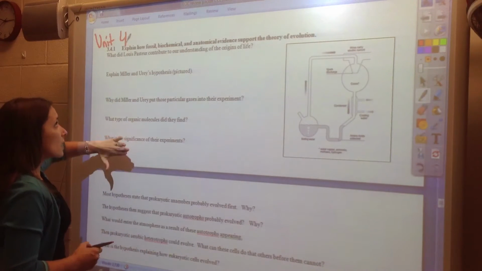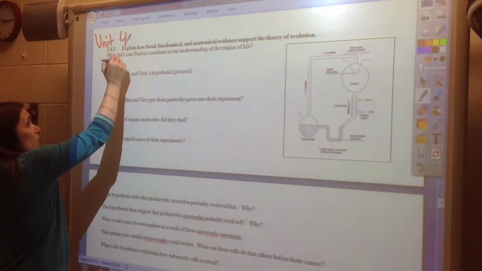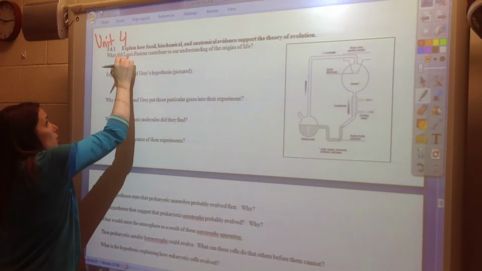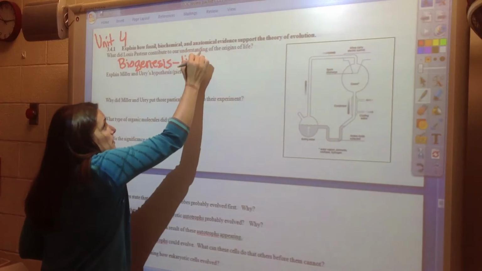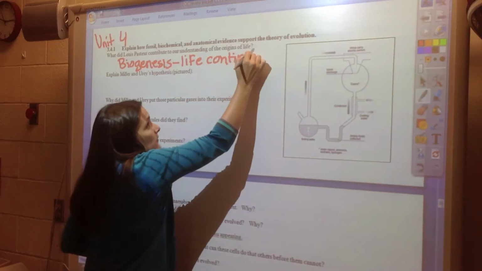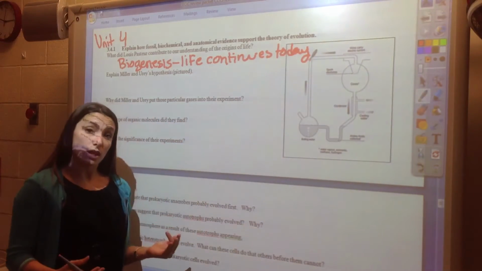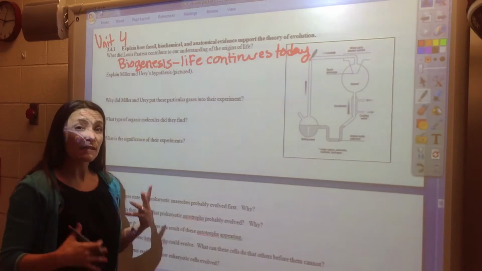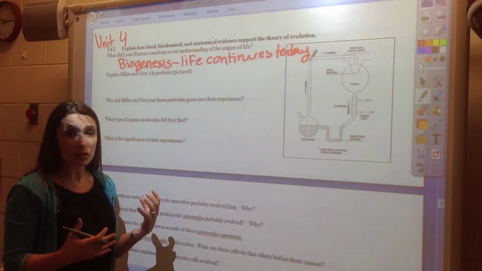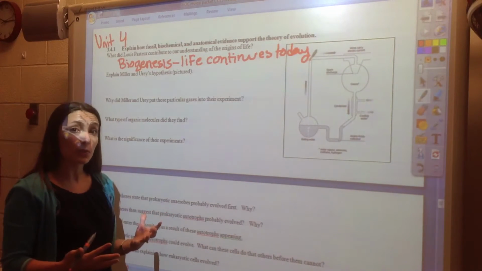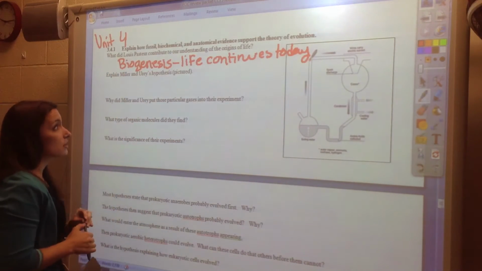And so when we look here, we didn't spend a lot of time talking about Louis Pasteur, but he did help us understand biogenesis. Biogenesis is where life continues. And life continues today. So if we look at where life comes from in today's world, life reproduces. We see that one cell divides and that makes more cells. We use sexual and asexual reproduction to reproduce. And so on today's earth, we use biogenesis.